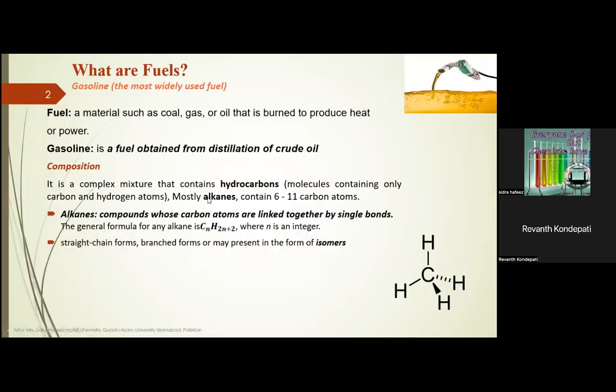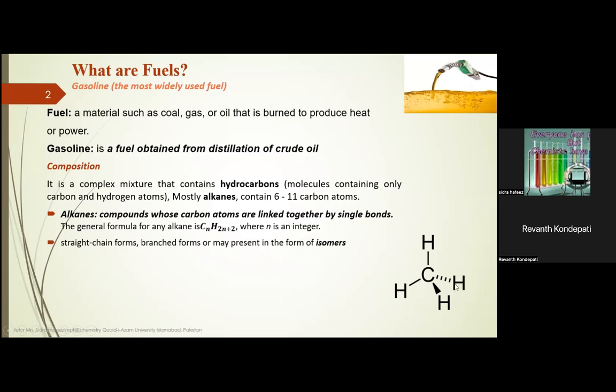Mostly alkanes containing 6 to 11 carbon atoms. What are alkanes? Alkanes are the compounds having carbon atoms linked together by only single bonds. The general formula for alkanes is CnH2n+2, where n is any positive number. It may be 1, 2, 3, 4, 5, and so on.